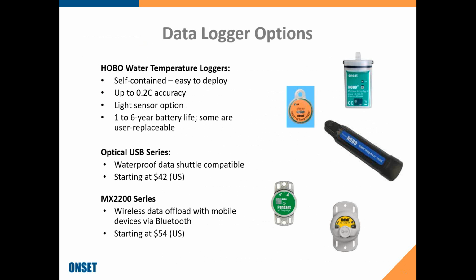Both the Optic series as well as the MX 2200 series have models with light sensors. If you're measuring light, I would recommend the newer MX 2200 series for the light measurements, because the light sensor in that is considerably more accurate than what was in the original Optic pendant.